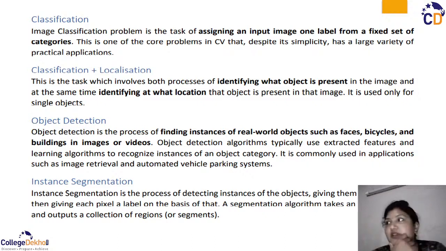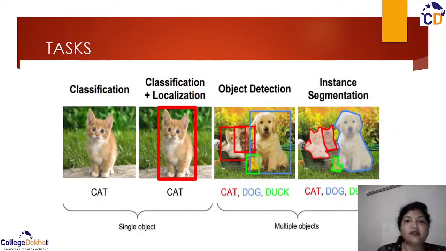Or you may have instance segmentation. In instance segmentation, you are collecting the pixel information, right? And then it makes a segment. This is how these tasks have to be implemented. Let us start with the first image, that is classification.